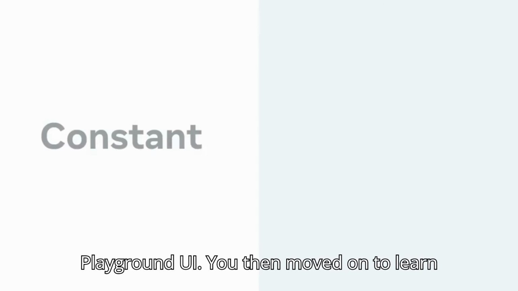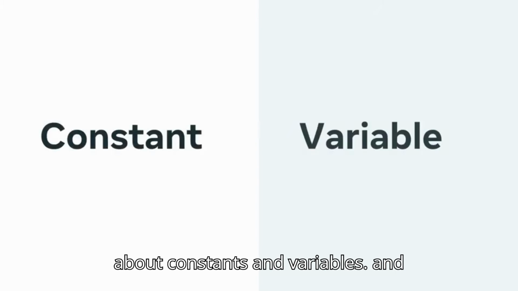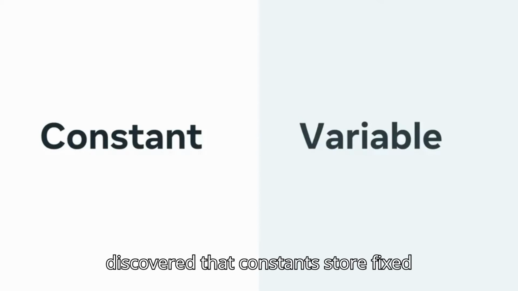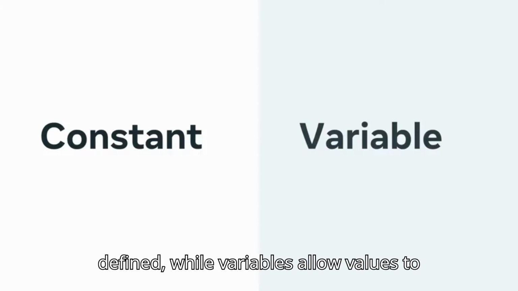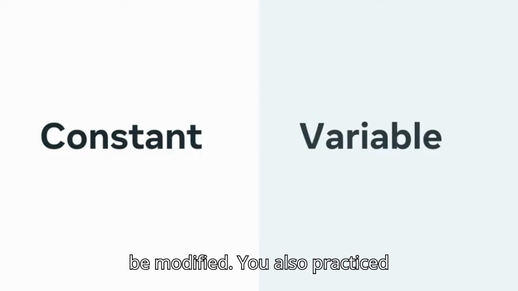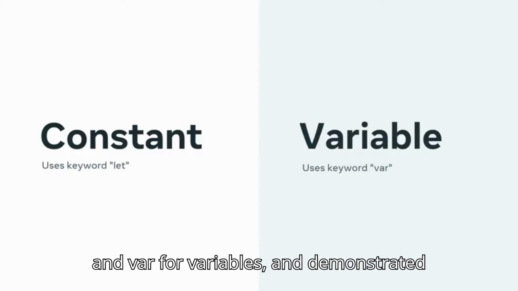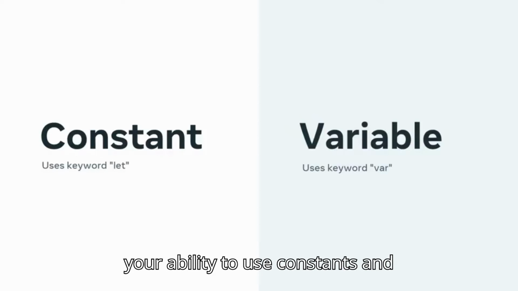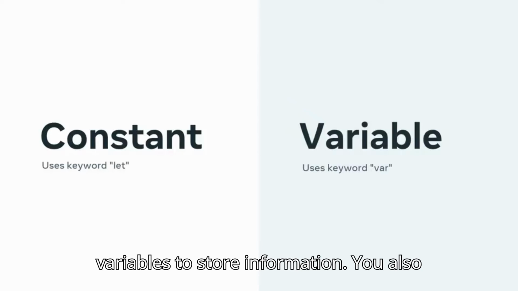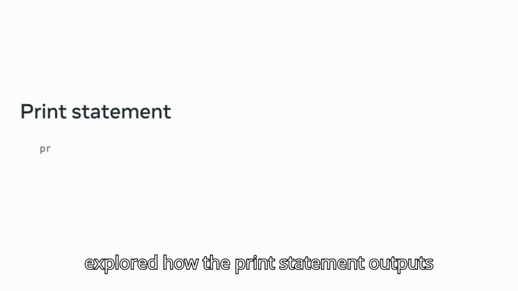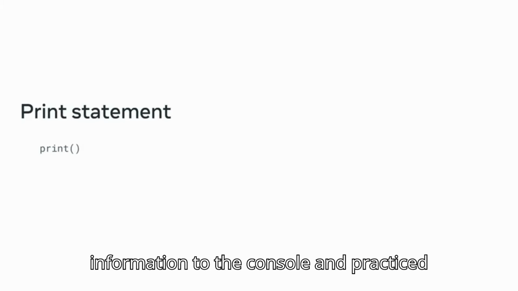You then moved on to learn about constants and variables and discovered that constants store fixed values that cannot be changed once defined, while variables allow values to be modified. You also practiced declaring constants using the keyword let and var for variables, and demonstrated your ability to use constants and variables to store information. You also explored how the print statement outputs information to the console and practiced creating your own.